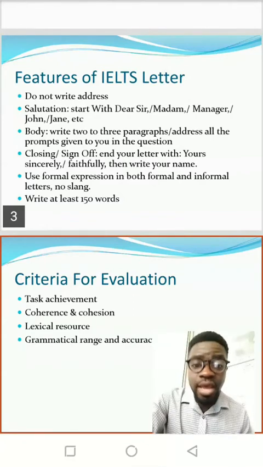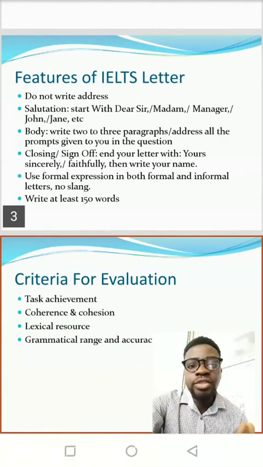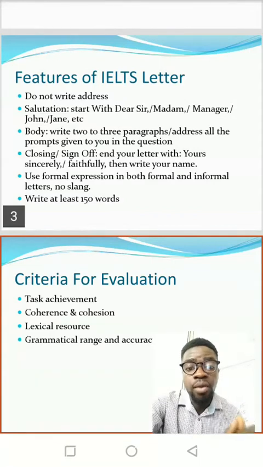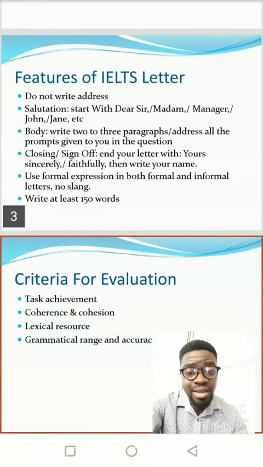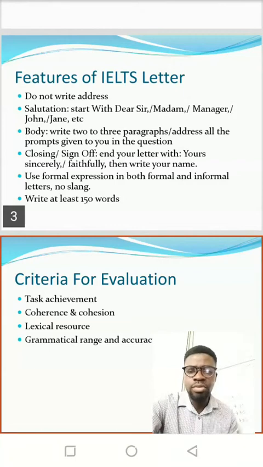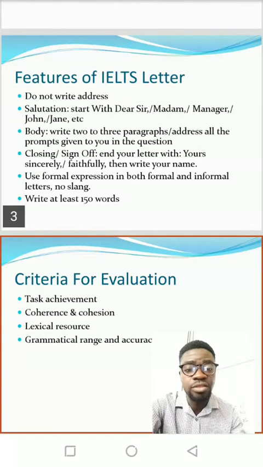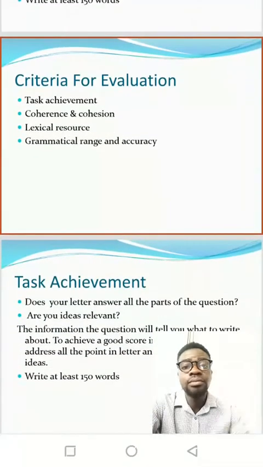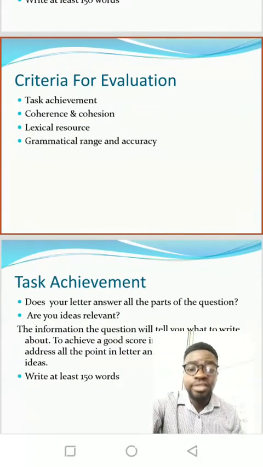And I should say here again that the writing skill of the IELTS has 4 criteria by which the examiner is going to evaluate the candidate. Now, whether you're writing a short essay or the long one, you'll be evaluated based on these criteria. And these are the most important things you should pay attention to. Task achievement, coherence and cohesion, lexical resource, grammatical range and accuracy.